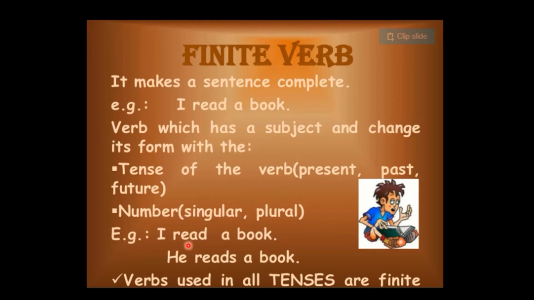For example, I read a book, he reads. Here with singular he, it has changed its formation into reads. So you see that these finite verbs used in all the tenses are called finite verbs.